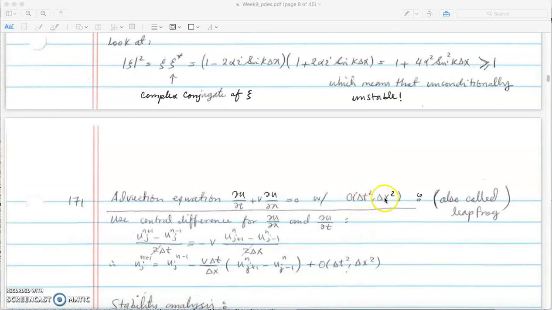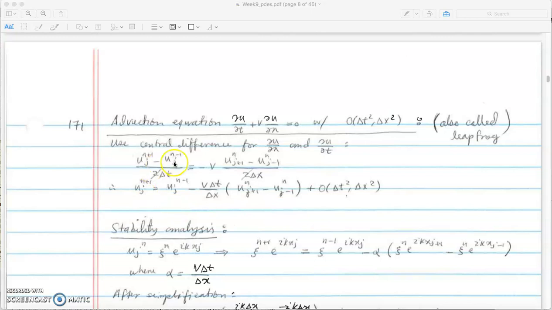So far we did central difference in x and forward in time. Now we're going to do central in time, central in space. So this method is called Leapfrog. We're going to get back to this and see why it's called Leapfrog, but for now let's look at the accuracy and stability of central in space, central in time.